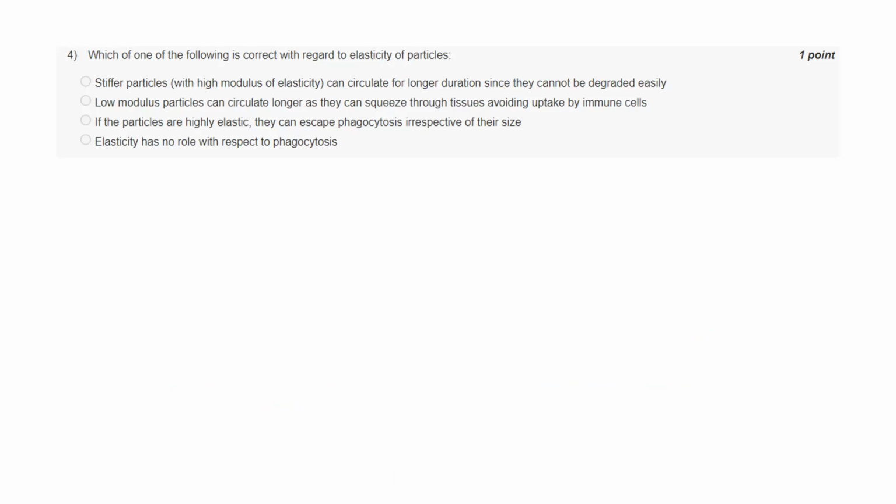Let's look at the next question. Which one of the following is correct with regard to elasticity of particles? Stiffer particles which have high modulus of elasticity can circulate for longer duration since they cannot be degraded. Low modulus particles can circulate longer as they can squeeze through tissues avoiding uptake by immune cells. If the particles are highly elastic, they can escape phagocytosis irrespective of their size, and elasticity has no role with respect to phagocytosis. So as we have already said that elasticity does play a role, I don't think the last option is a correct answer.